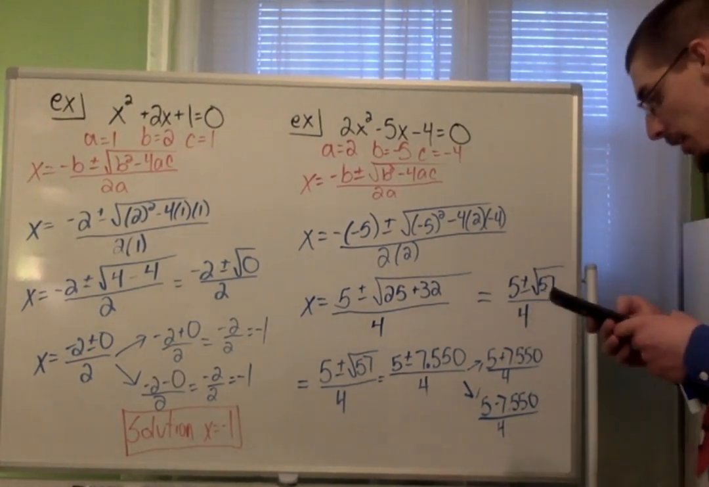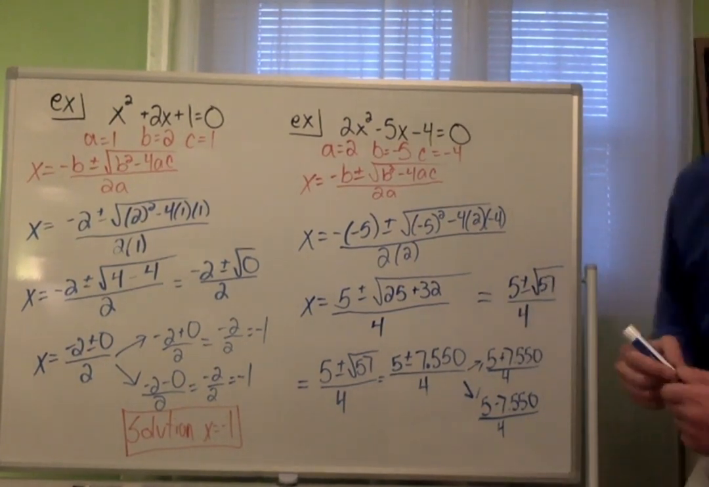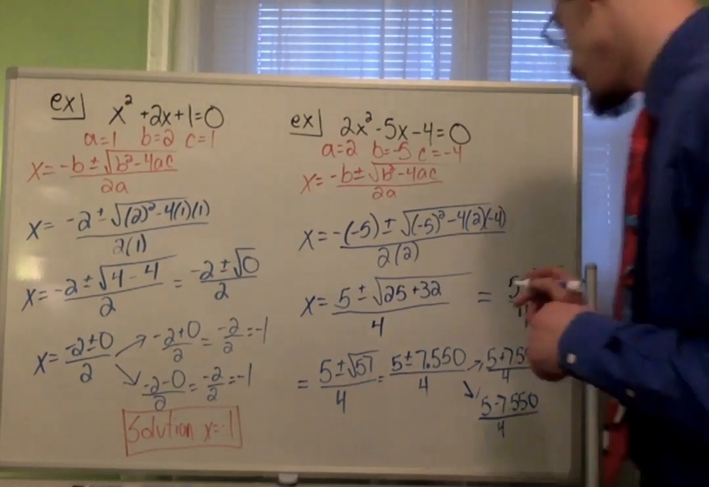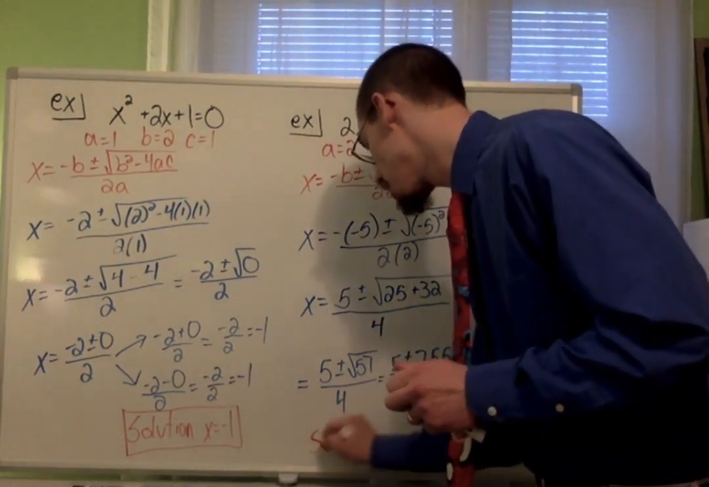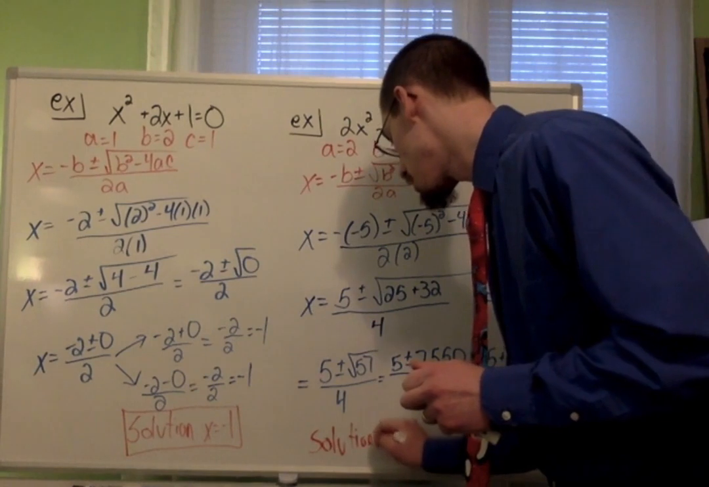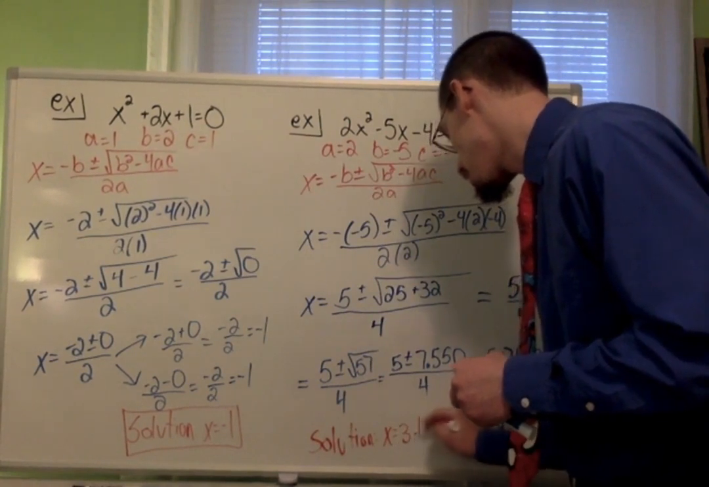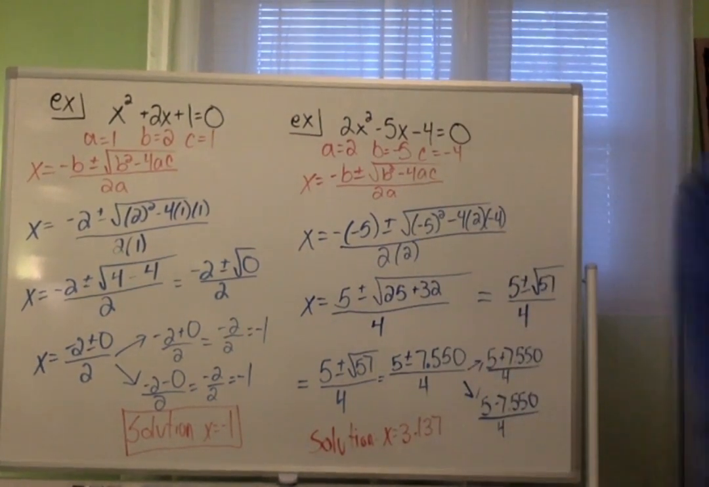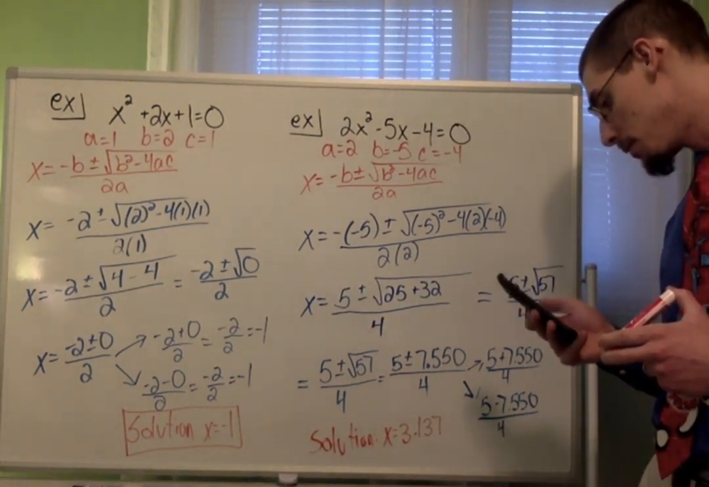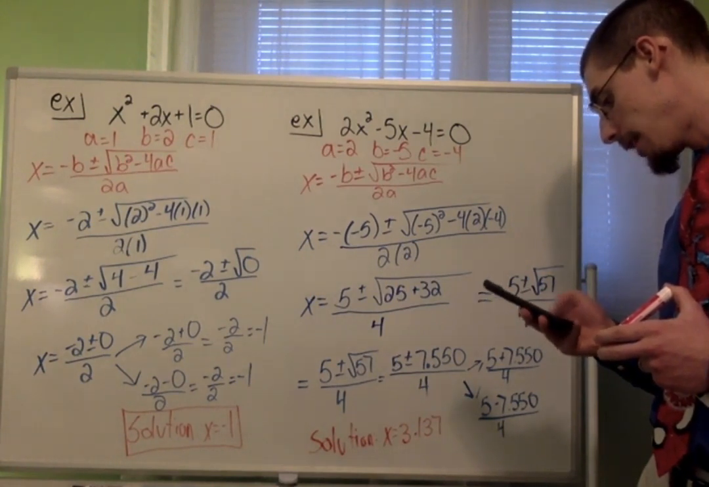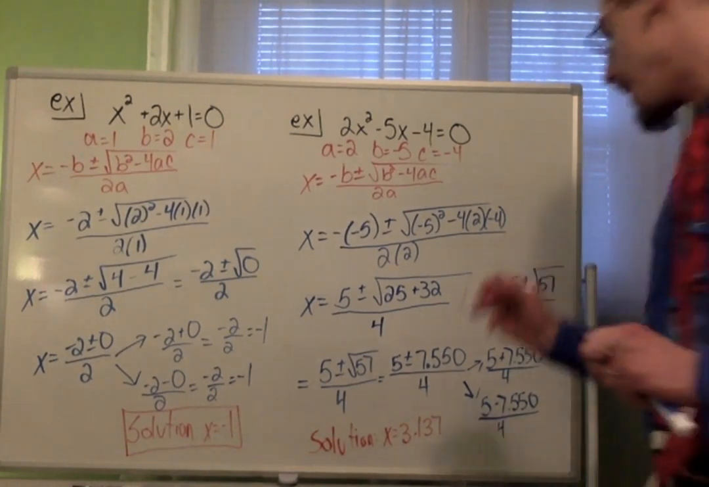Again, going to have to use my calculator for this. And if I do it, I get 3.137. So one of my solutions is 3.137. And if I do the other one, 5 minus 7.550, divide that by 4, I get negative 0.638.